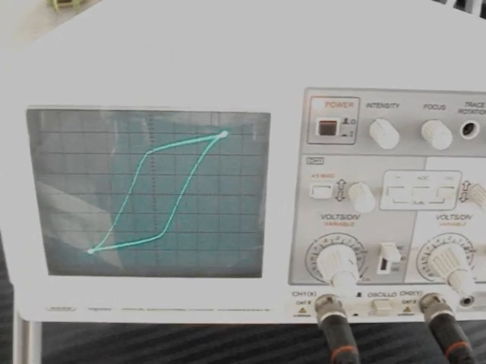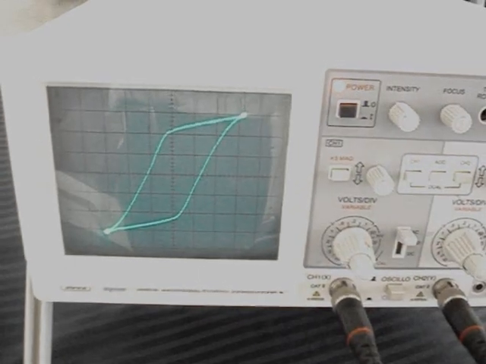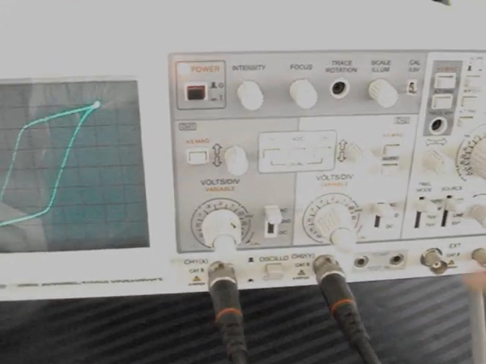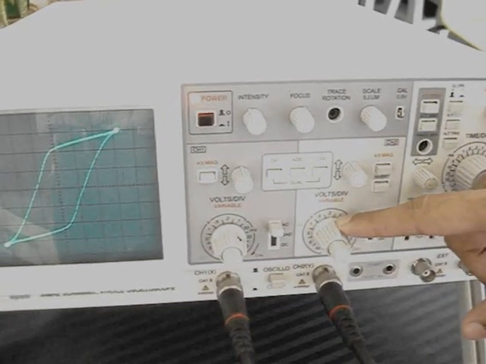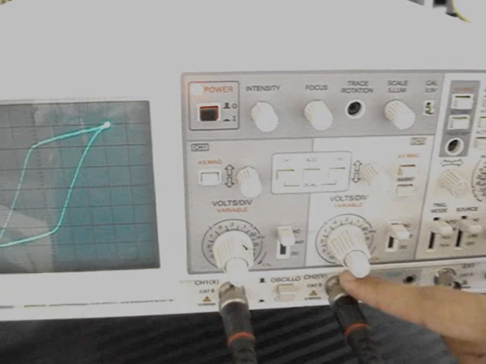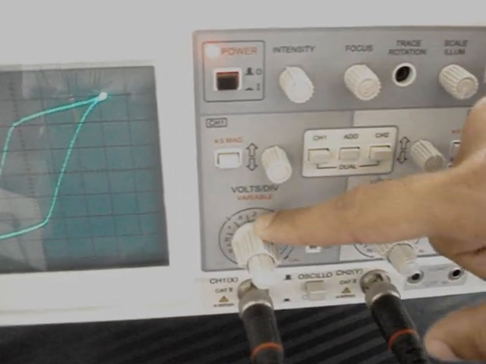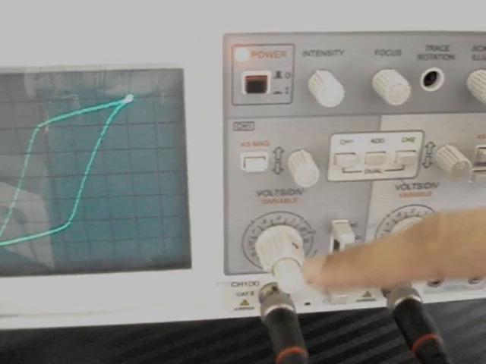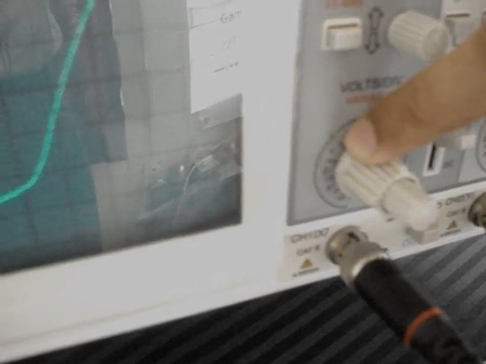After the hysteresis curve is obtained, note down the coordinates of A, B, C, D, E, F as shown in the manual. Note down the SV, which is volts per scale in the vertical direction, just above the Y channel. Note down SH, which is above the X channel of the CRO. Here, for example, SV is 0.2 volt and SH is 2 volt.